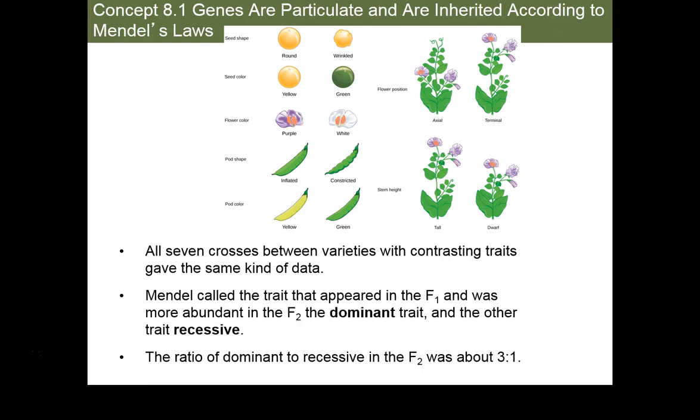Mendel did this with different varieties, with 7 contrasting traits. He noticed he got the same trend, where one trait would disappear in the F1, only to reappear in the F2 generation. Mendel called the trait that appeared in the F1 generation and was more abundant in the F2 generation the dominant trait. The other trait was recessive. He noticed the ratio of the dominant to recessive in the F2 generation was about 3 to 1. So for every 4 pea plants, 3 would have the dominant trait, while 1 would have the recessive trait.